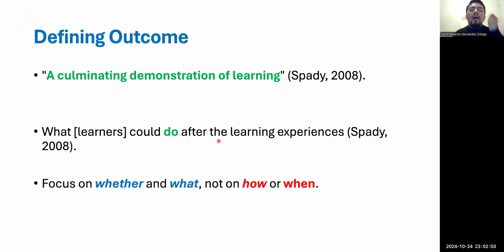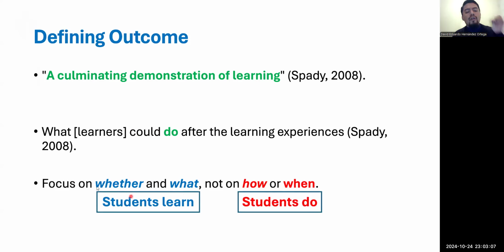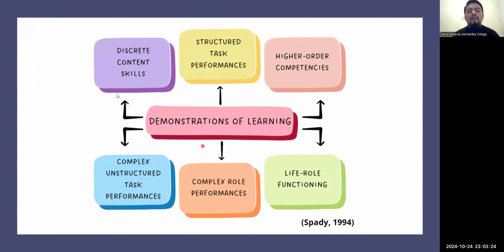And then the idea is that we really focus on whether and what students learn, and not on how or when students do it. I repeat, we really focus on what or whether students learn, not on how or when students do it. So in these demonstrations of learning, Spady in 1994 segmented six types: discrete content skills, structured task performances, higher order competencies, life role functioning, complex role performances, and complex unstructured task performances. I repeat, these are the six types of demonstrations of learning that this approach includes.